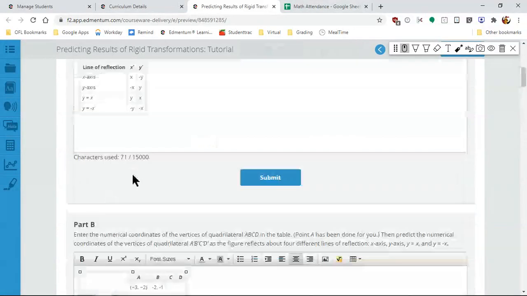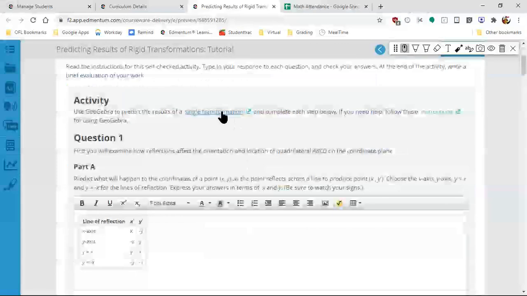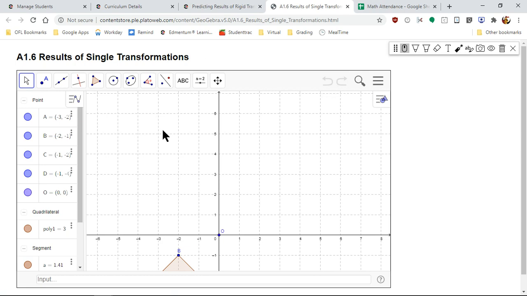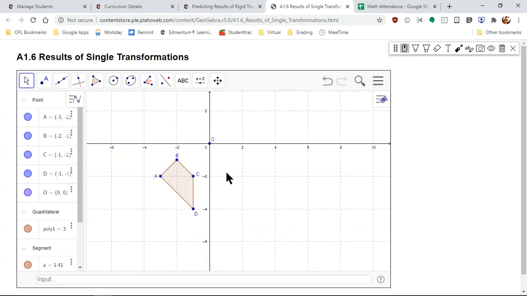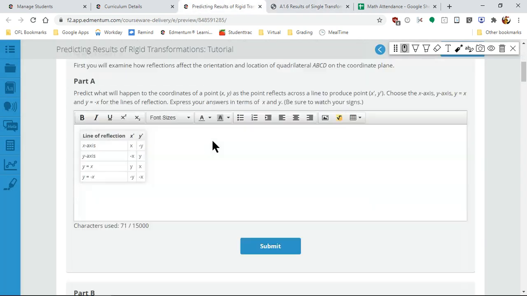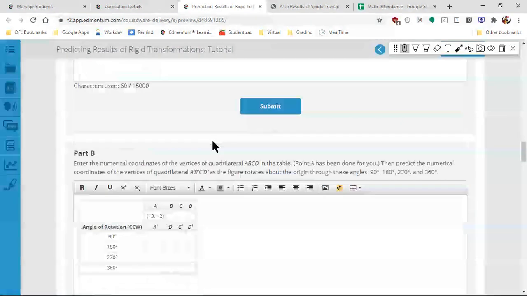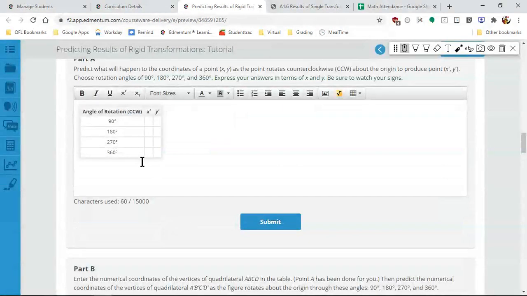Well, luckily, if we go to the original one, single transformations, give it a second. The reason why these single transformations are important is because later on we're going to do double transformations. So we're going to do predictions on doing things twice. So now let's get into these predictions. This is also really important to do because I remember one of the unit activities talks about counterclockwise. So this CCW stands for counterclockwise.